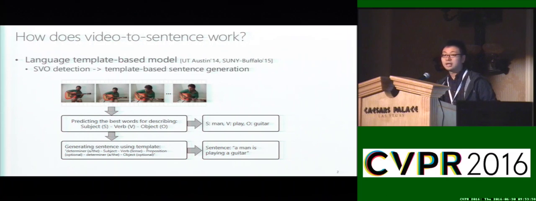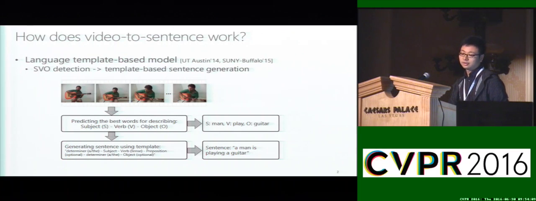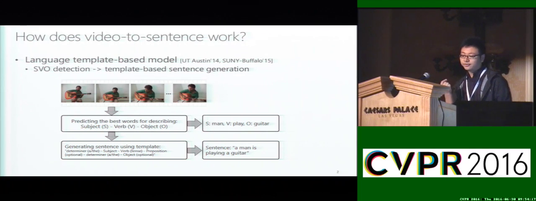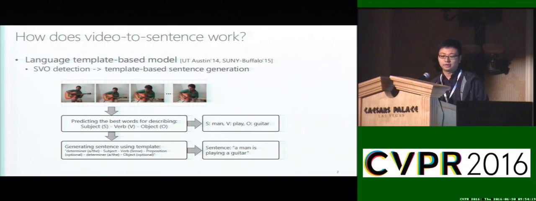The first is the language template-based model, which firstly predicts the words for describing the subject, verb, and object, which might be the key concepts in the sentence. For example, for this given video, this model can predict the subject as a man and the verb as play and object as a guitar. And then, by utilizing the language templates, it can easily generate a sentence like a man is playing a guitar, which is simple and in a fixed form.